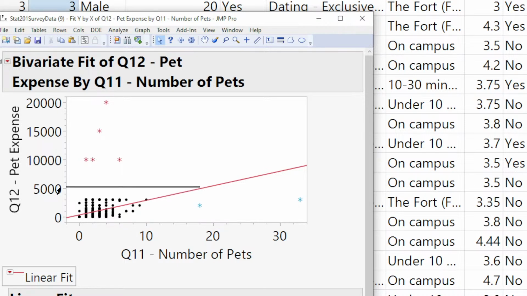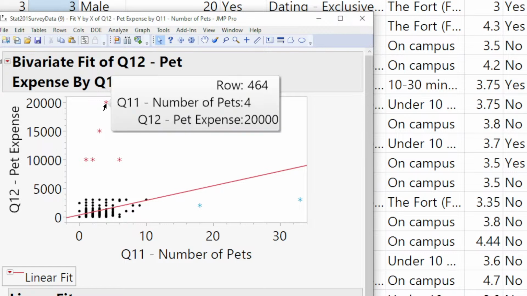If it was predicted to be 5,000, that's where it hits the line, we'll say. The line is at 5,000, but it actually is at 2,000. So what is its residual? Negative 3,000.